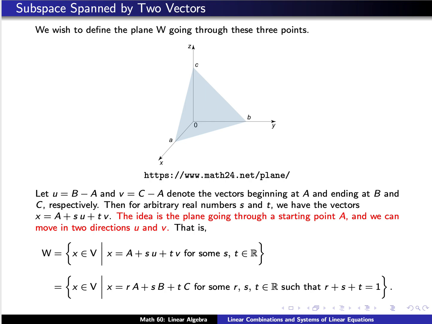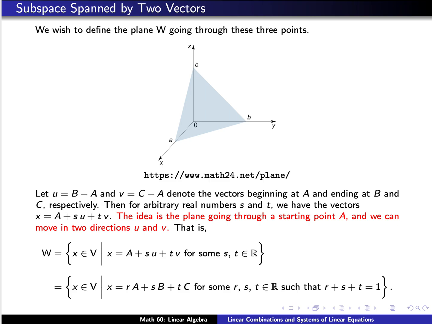We can consider the set of vectors x such that x starts at a vector a, and now we can move in any of the two directions u and v. So x should be a plus a scalar times u plus another scalar times v. Now if we simply substitute back in what we had for u and v, then we see that W is also the set of x such that we have now Ra plus Sb plus Tc, where R, S, and T are real numbers such that their sum is equal to 1.